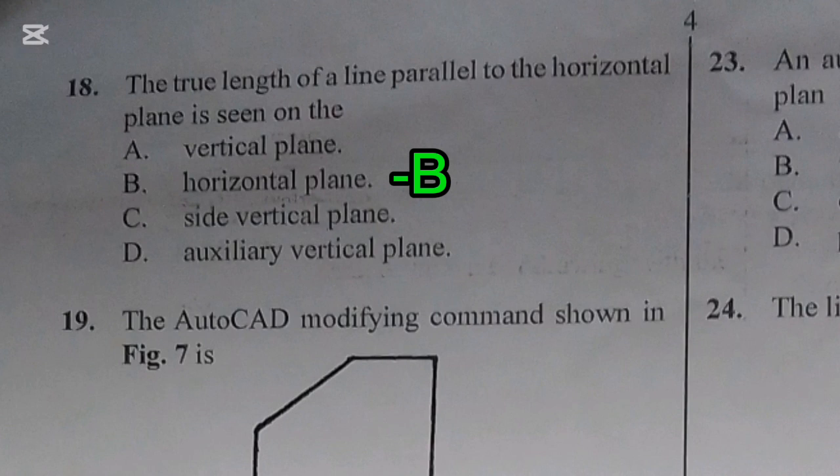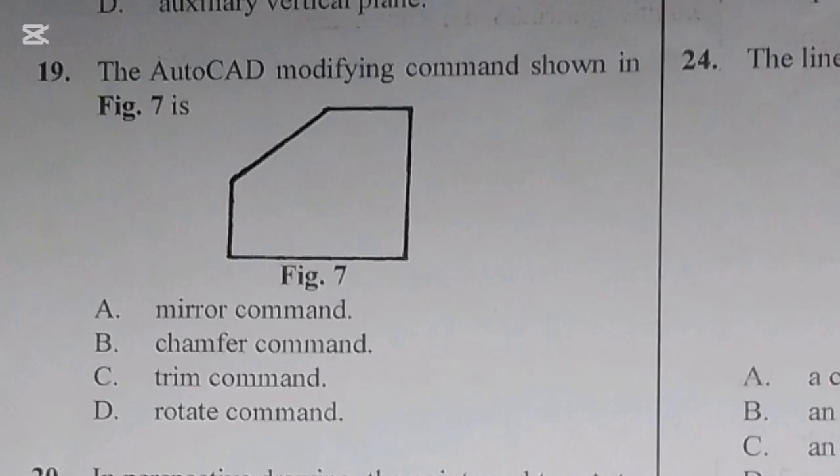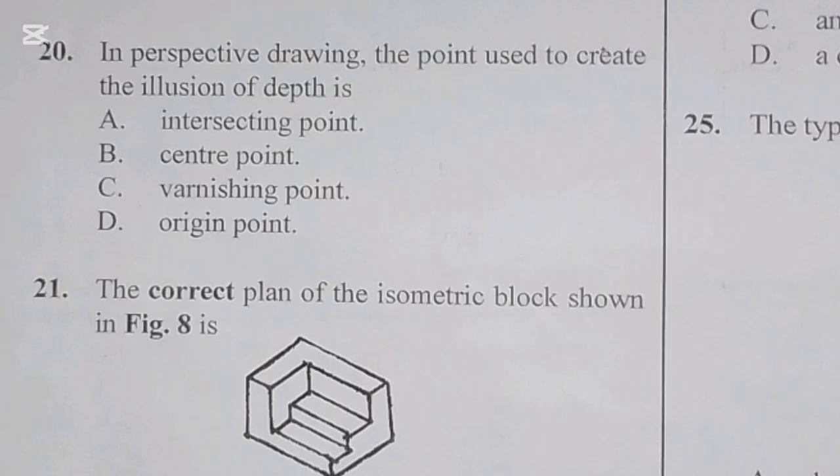Then question 19. The AutoCAD modifying command shown in figure 7 is the chamfer. The H there is called the chamfer. Then question 20. In perspective drawing, the point used to create the illusion of depth is the vanishing point. Then question 21.